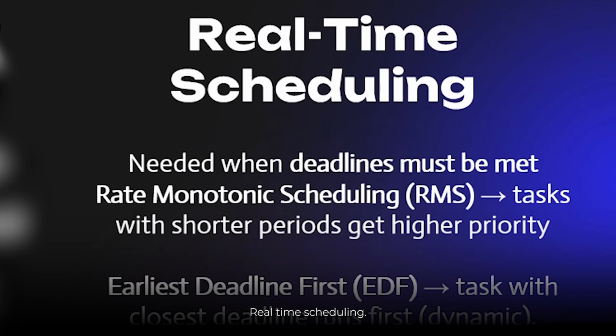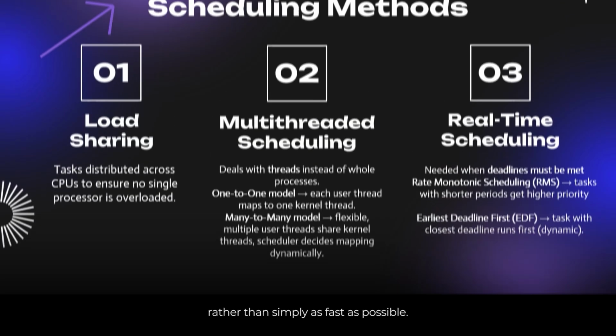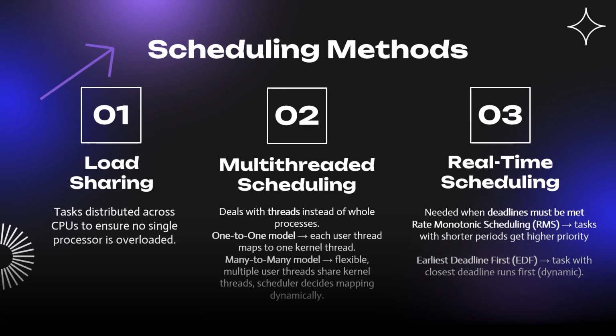Real-time scheduling. This type of scheduling is used when deadlines are critical, such as in robotics, avionics, or media streaming. Two popular algorithms are rate monotonic scheduling (RMS), which assigns higher priority to tasks with shorter periodic times, and earliest deadline first (EDF), which dynamically assigns priority to the task whose deadline is the soonest. Real-time scheduling ensures tasks are completed on time rather than simply as fast as possible.